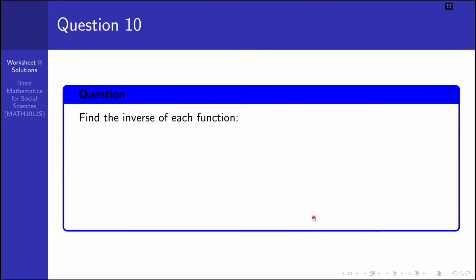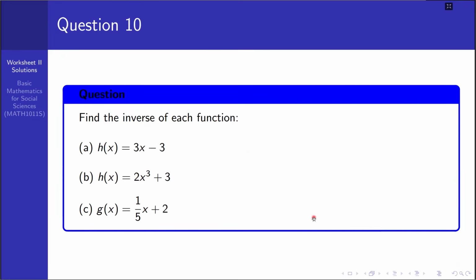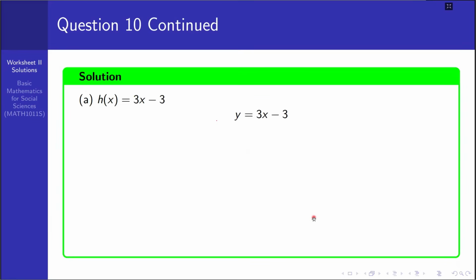Question number 10. Find the inverse of each of the following functions. We are given 3 functions, and we are asked just to find the formula for the inverse of the given function. Let us start from the first one, that is h of x equals x minus 3 is given.